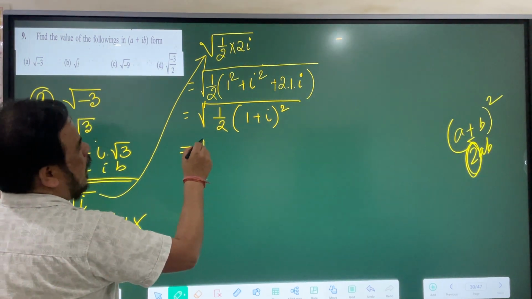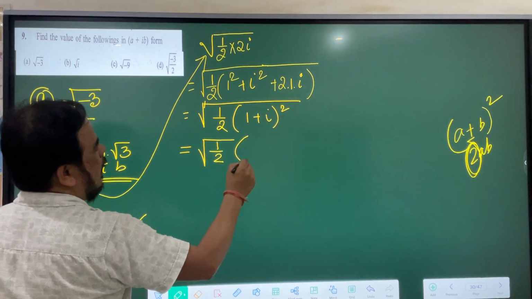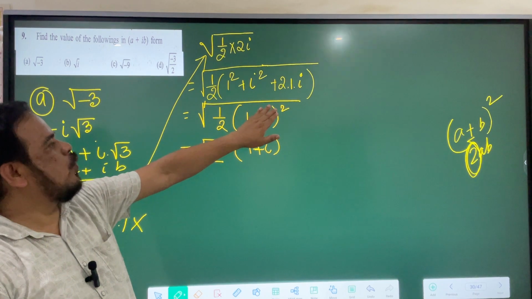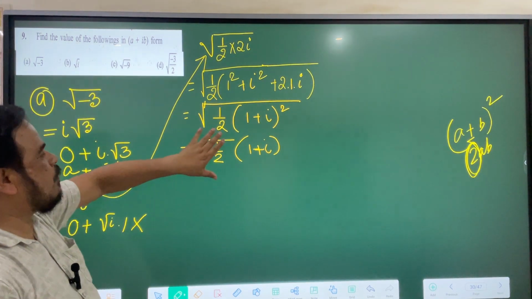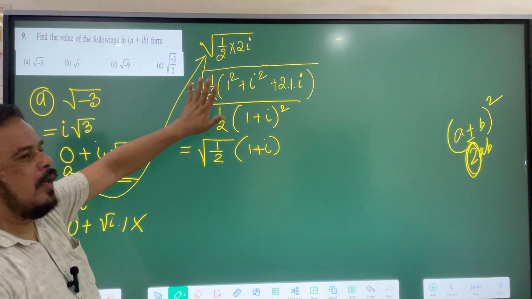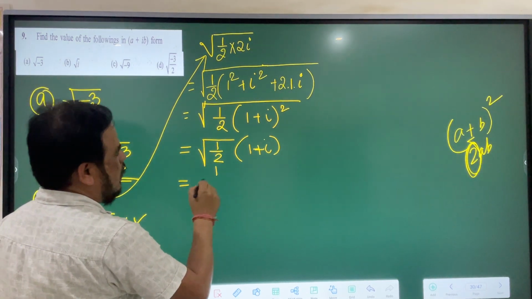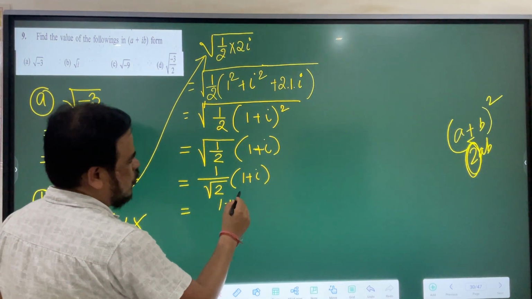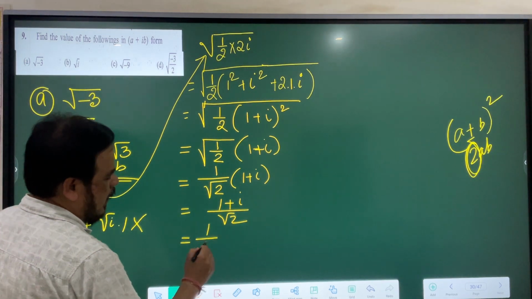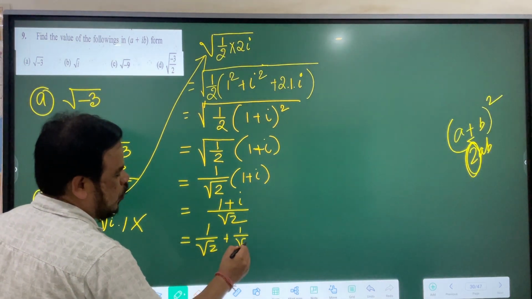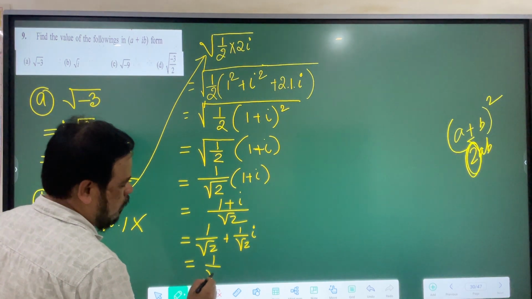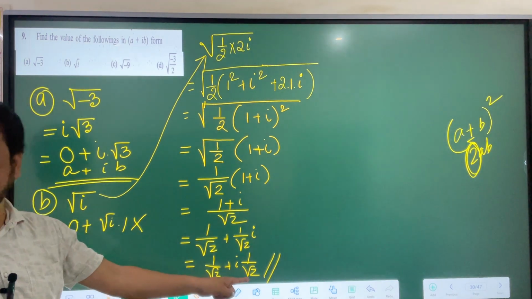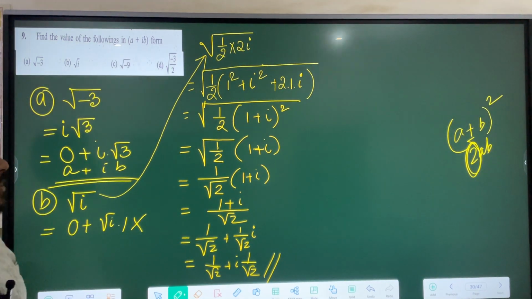I think you understand. For this whole square, root and square cancel. But this root is kept for this one, because here there is no whole square. So the square root of 1 is 1, and only the root will be left for 2: 1 plus i over root 2. Or we can write this way, no problem: 1 by root 2 plus 1 by root 2 into i, or 1 by root 2 plus i times 1 by root 2. I hope you understand. A plus ib form is the question.